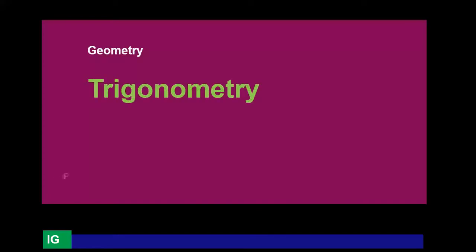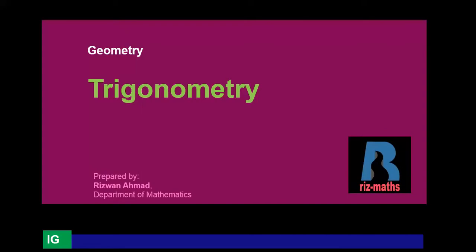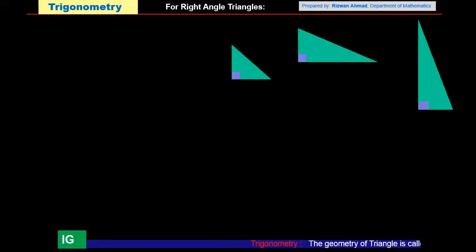It's the topic of geometry which is called trigonometry. So geometry of triangle is called trigonometry. So the triangle might be a right angle triangle or might be an oblique triangle. So first of all, the right angle triangles. So these are the right angle triangles.